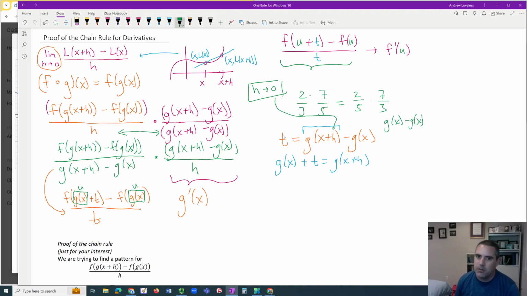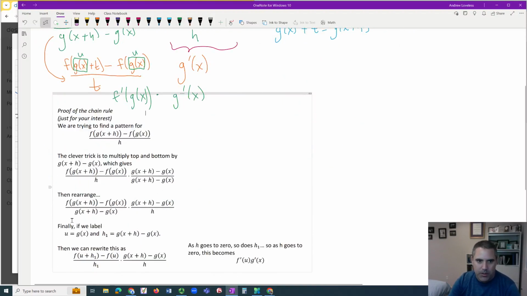Okay, so this is going to 0. t is going to 0. And if t is going to 0, this thing is approaching f prime of u. So the answer is the product of these two things. But that's not u. It's whatever g of x is. Aha, there's our rule. So I don't know if that's enlightening. Take a class in this, and that's what you see in my proof here.